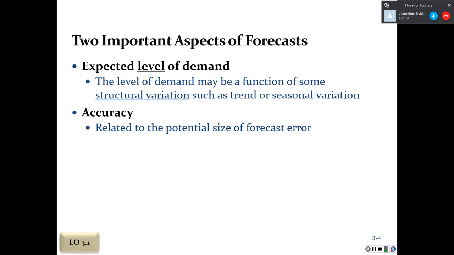So forecasts are made with reference to a specific time horizon or a specific time period. The time may be short term, something like an hour, a day, a week, or a month, or it may be longer, 6 months down the line, a year down the line, 3 years down the line, 5 years down the line. Short term forecasts are usually used for ongoing operations, while long term forecasts are used for strategic planning.